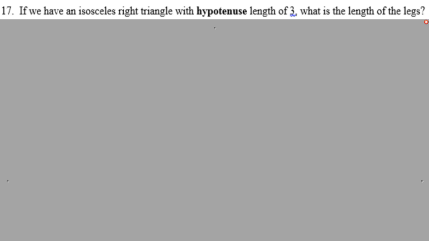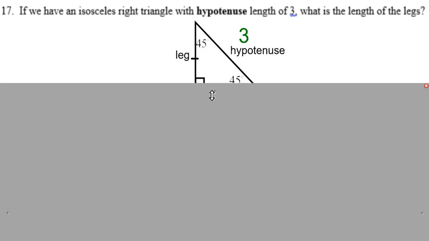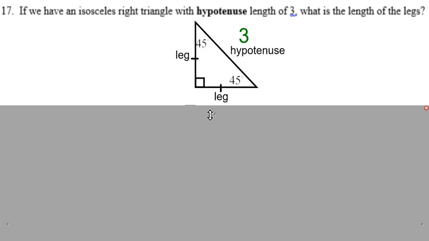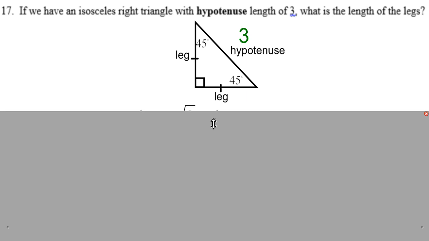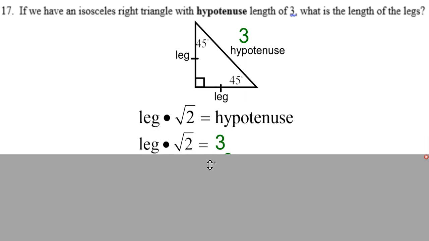If we have an isosceles right triangle with a hypotenuse length of 3, what would be the lengths of the legs? So let's get a visual. Here's our isosceles right triangle with a hypotenuse of 3 units. How can we find the length of the legs? Well, again, remember, the ratio is the square root of 2 from the leg to the hypotenuse. So the leg times the square root of 2 is equal to the hypotenuse, and our hypotenuse happens to be 3. We need to undo this equation to solve for the leg.